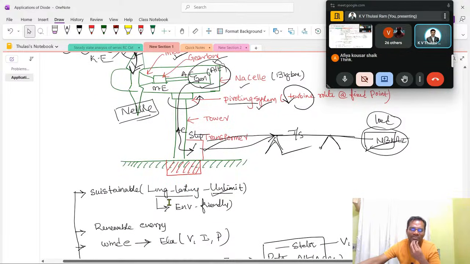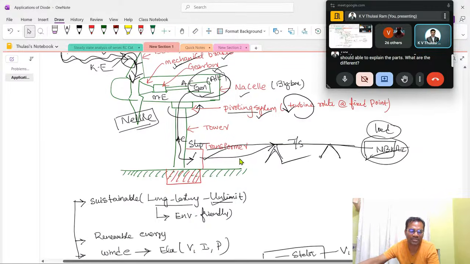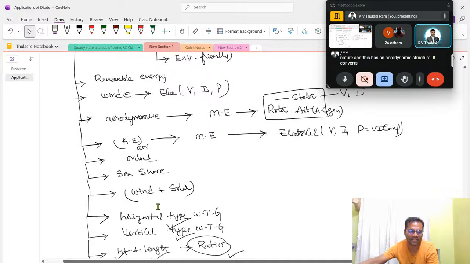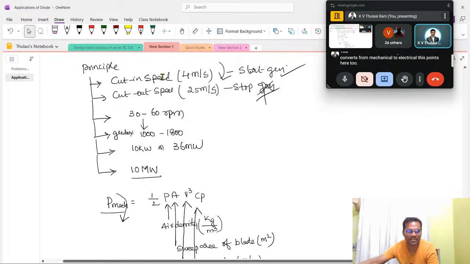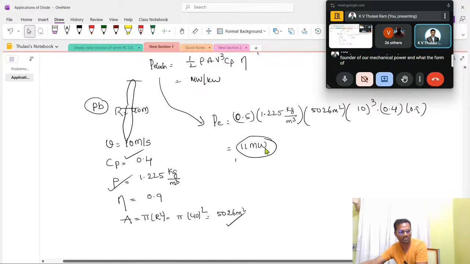Okay, I don't say to you to remember all the things. If the examiner asks you to explain the wind turbine plant, you should be able to draw this diagram. You should be able to explain the different parts. This is sustainable, this is renewable in nature, and this has an aerodynamic structure. It converts mechanical to electrical. These points you have to explain. What is cut-in speed? What is cut-out speed? What is the principle behind it? What is the formula for mechanical power? And what is the formula for electrical power? You should be able to explain. Hope you got clarity on how to generate power using wind energy, as well as solar energy, as well as nuclear.